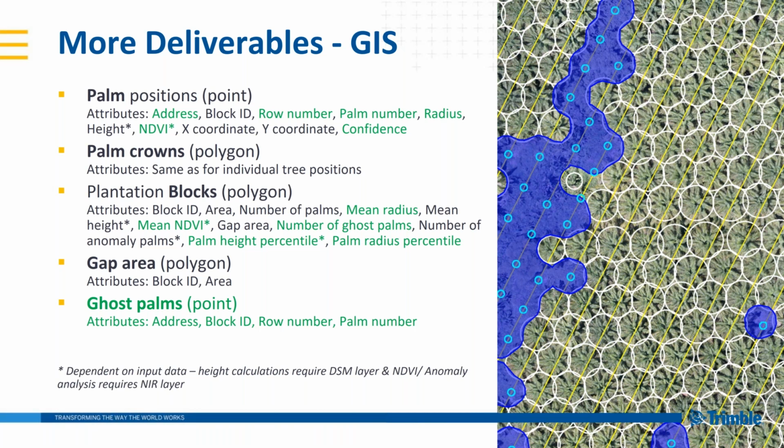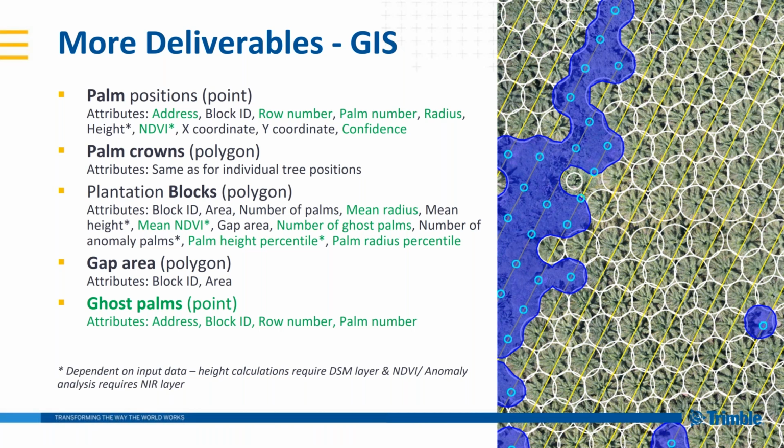Plantation blocks, this is again a polygon file. So if you are creating blocks within the application, we can output that block that you created as a shapefile. That comes with block ID, the area, number of palms, mean radius, mean height, mean NDVI. You have the gap area here, number of ghost palms per block, number of anomaly palms per block. You have the palm height as a percentile, as well as the palm radius as a percentile. This is sort of a range, but we're cutting out some of the outliers for that range.